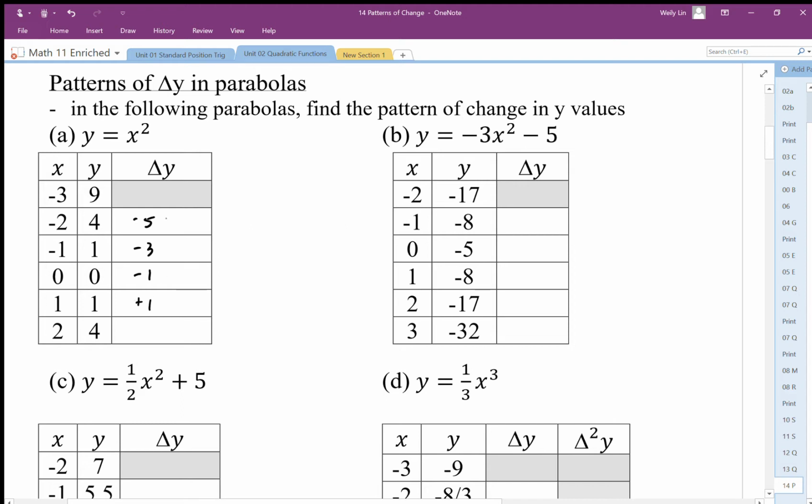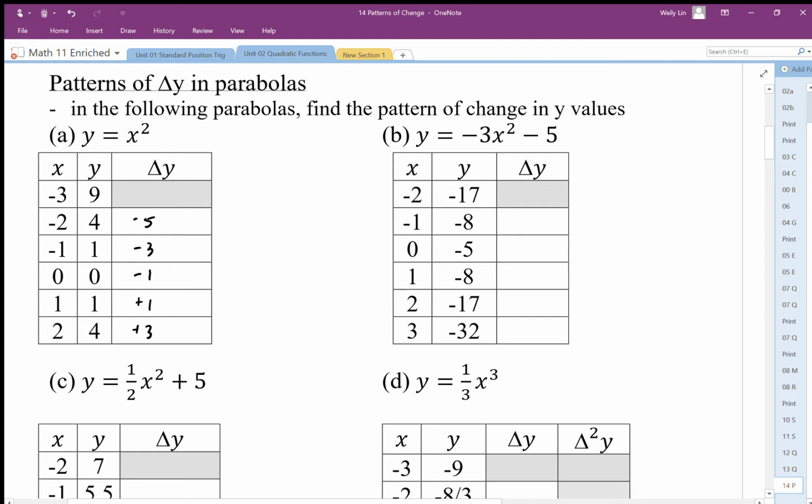Again, notice that the change in y is now following a linear pattern. Negative 5, negative 3, we're going up by 2's. So the change from 1 to 4 is going to be plus 3. So we can see that this quadratic function, the perfect square function, has a linear change.